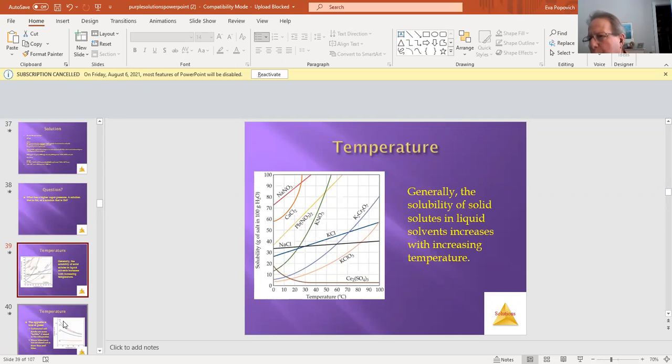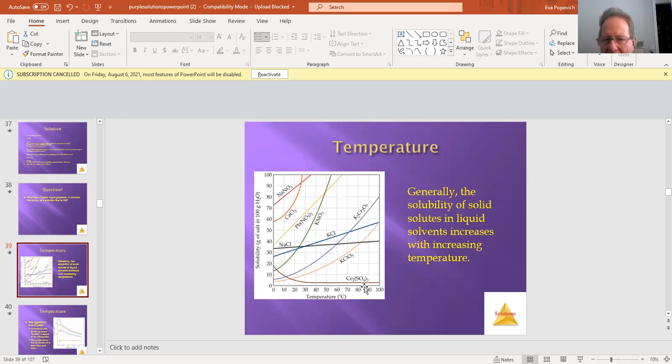Now, if I'm dealing with solids in liquids, generally speaking, do you get more soluble as you increase the temperature or less? Natalia, you out there? Can you repeat the question, please? If you have a solid in liquid, do you generally get more dissolved by increasing the temperature or decreasing the temperature? Increasing. Increasing the temperature. That's what this graph is showing you.